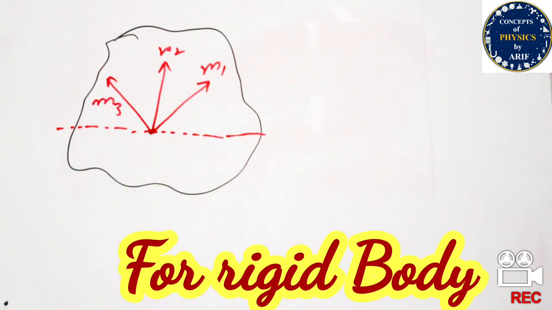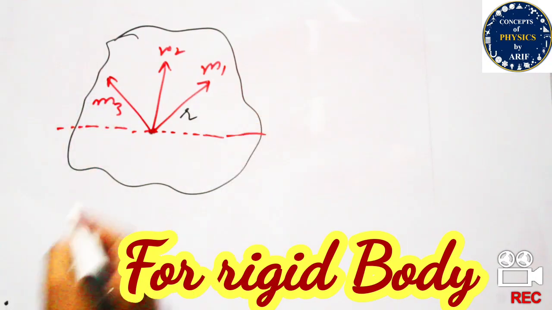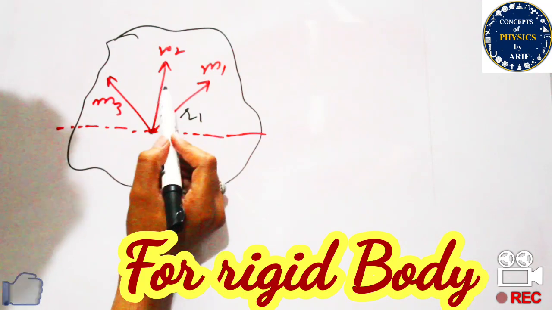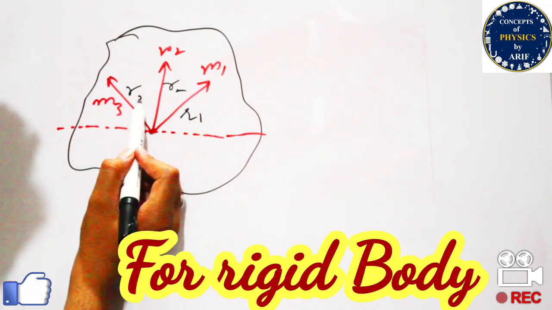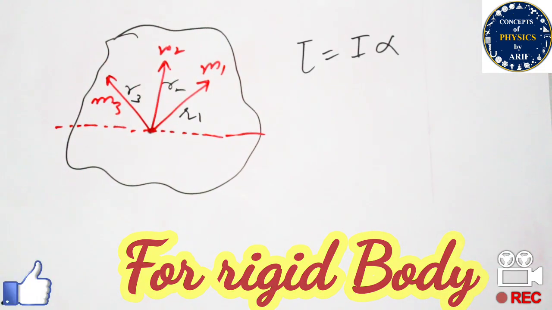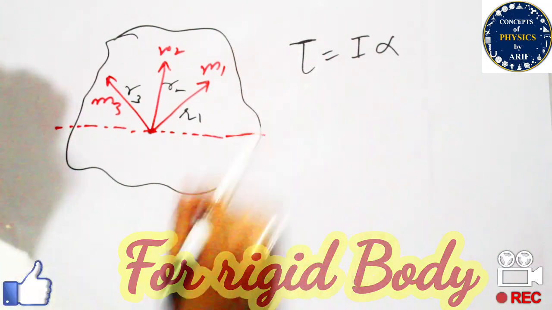Every body is moving in a circular path, with radius r1 along with m1, r2 along with m2, and r3 along with m3. We need to calculate the total moment of inertia. The expression of torque in angular motion is tau equals I alpha.